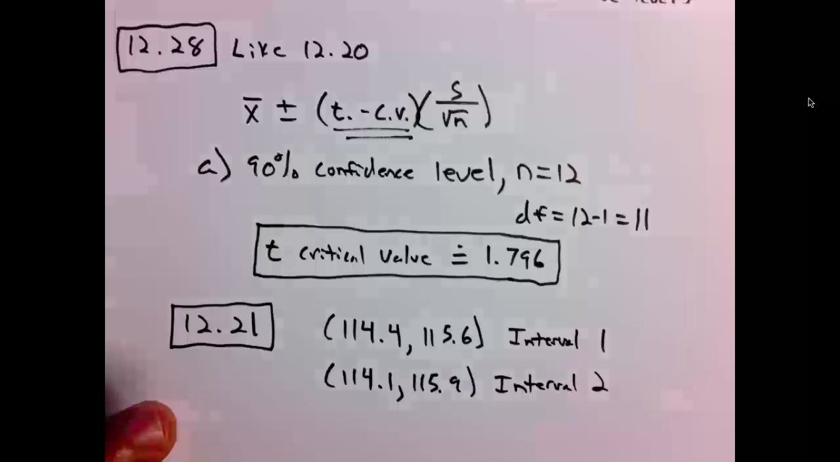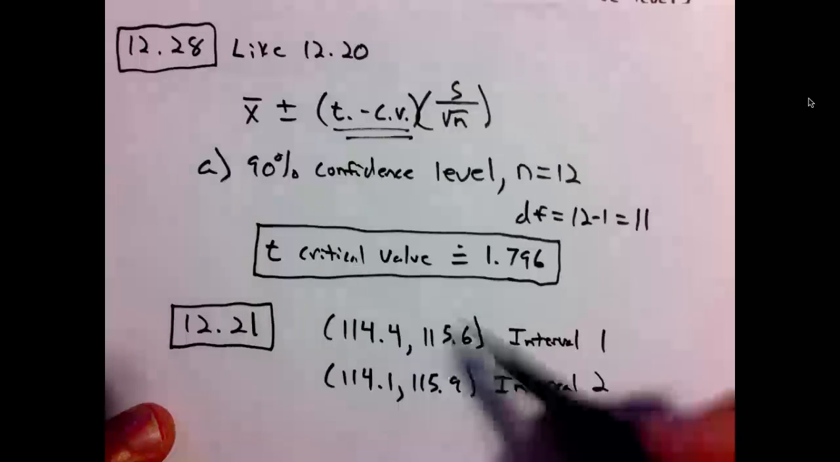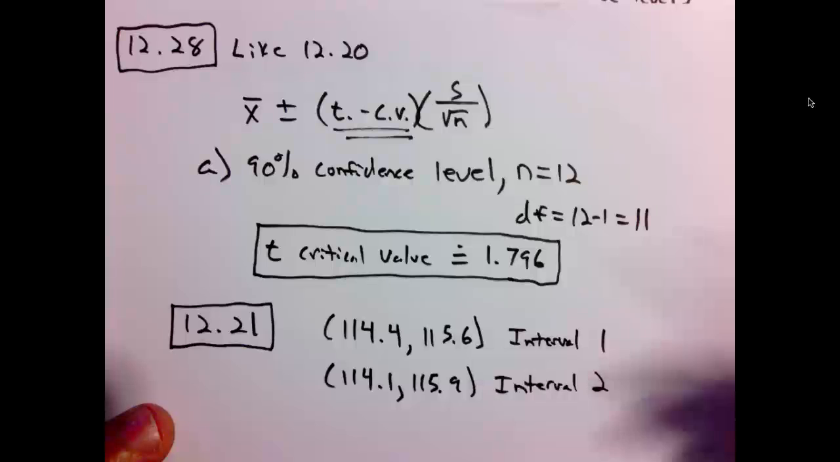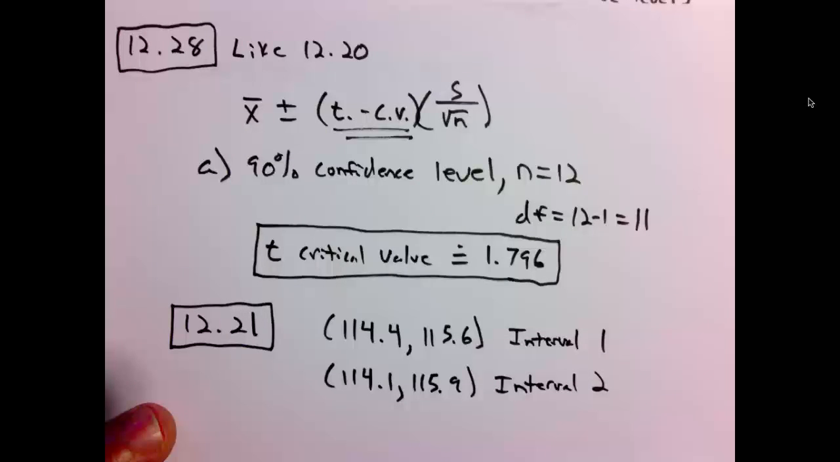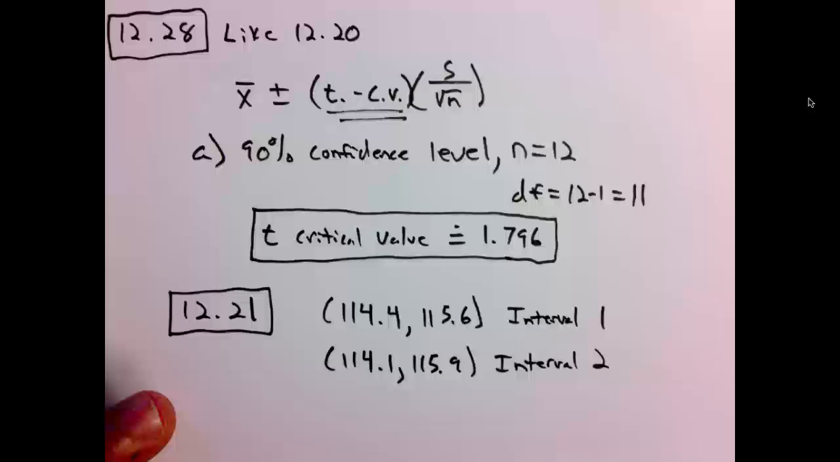These two intervals are for the mean resonance frequency for all tennis rackets of a certain type. The two intervals are calculated using the same sample data. So these two intervals came from exactly the same sample. We took some tennis rackets and measured their frequency, and we came up with these two intervals. So why are the intervals different? Well, first of all, it came from the same sample.